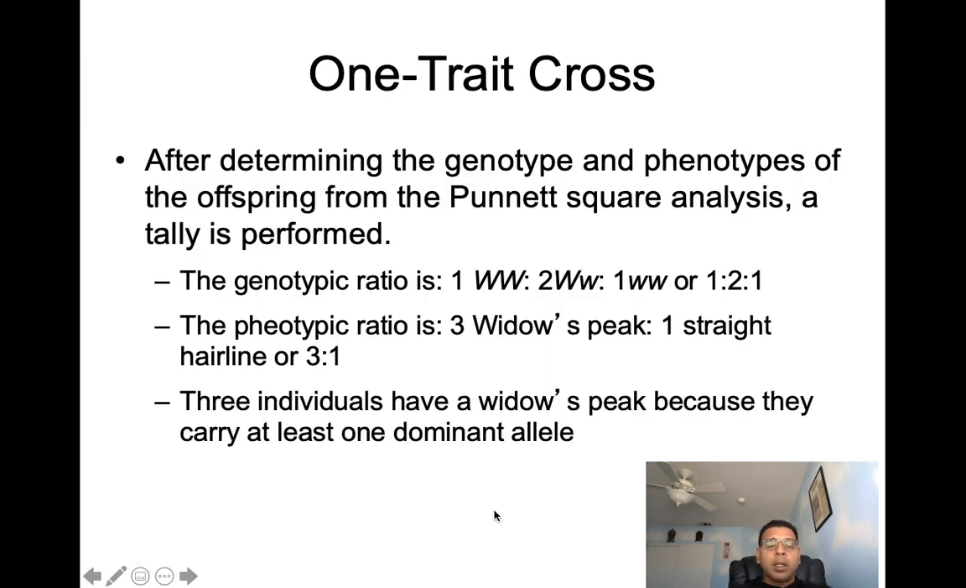Next, then, let's move forward. So in one trait crosses, after determining the genotypes and the phenotypes of the offspring from the Punnett square analysis, a tally is performed. So the genotypic ratio we can see is 1 homozygous dominant offspring, 2 heterozygous offspring, and 1 homozygous recessive offspring, or we can say 1 to 2 to 1. Now again, the phenotypic ratio we just saw was 3 individuals with widow's peaks, and 1 straight hairline, or 3 to 1. 3 individuals have a widow's peak because they carry at least 1 dominant allele, which is that capital W.